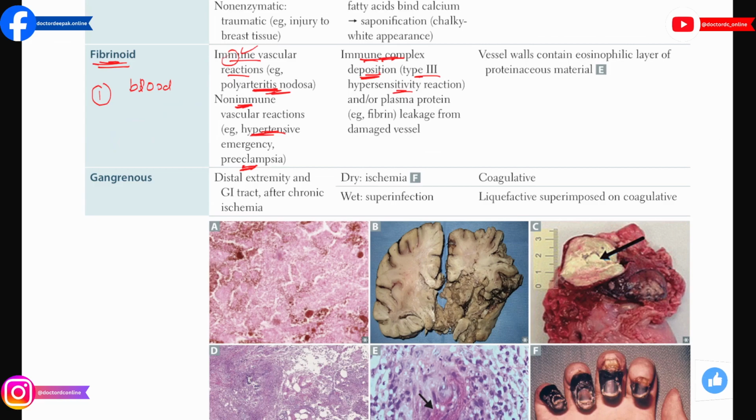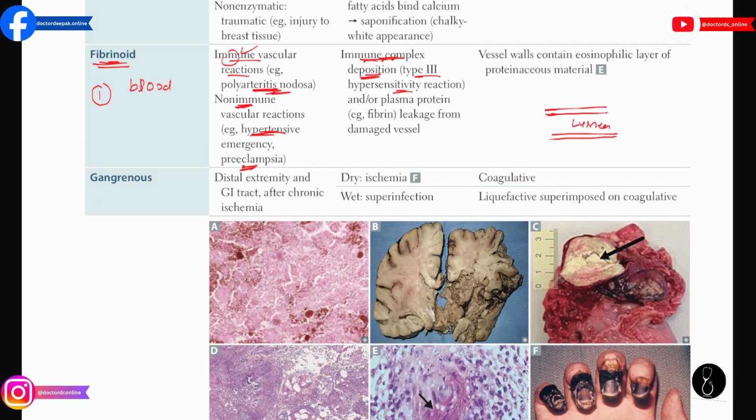And second, as I already mentioned, in fibrinoid necrosis your blood vessel gets damaged, and when it gets damaged, there is a leakage of plasma protein into the vessel wall. And when the vessel wall gets this protein, it looks eosinophilic, because the fibrin is deposited on the vessel wall. So I will explain again with an example. Let's suppose this is the blood vessel, this is the vessel wall, and this is the lumen.